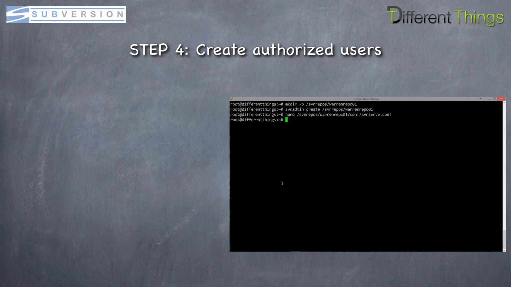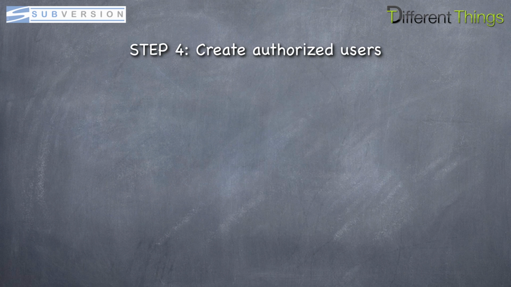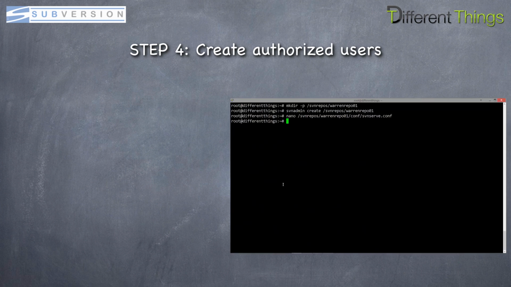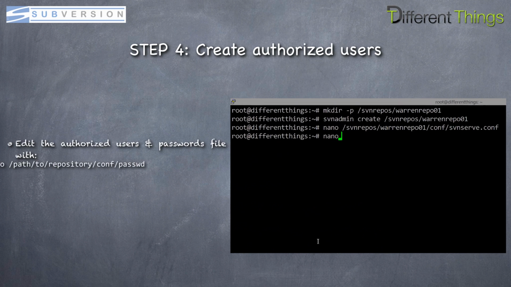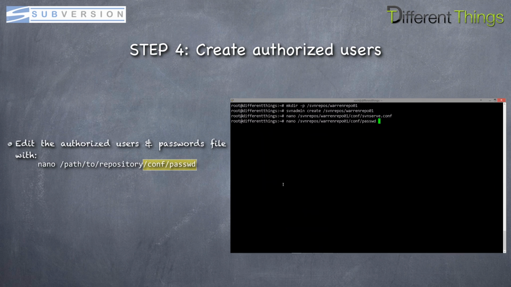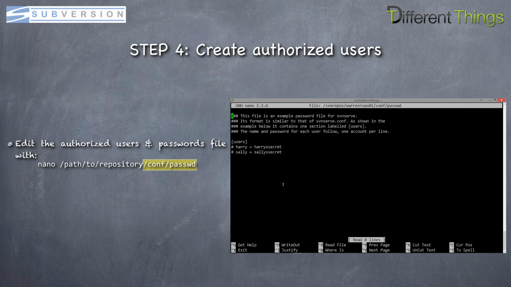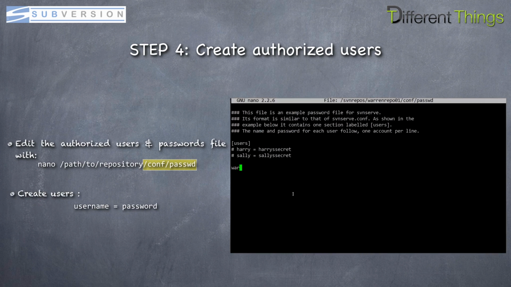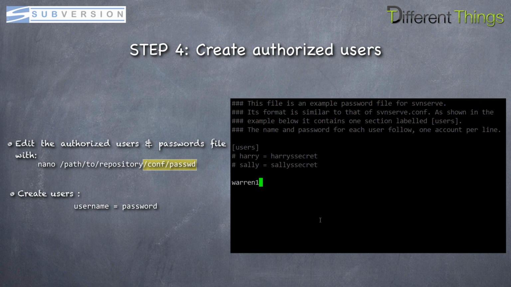Step 4. Create authorized users. Edit the authorized users and passwords file with nano or vi space the path to the repository /conf/passwd. Go to the end of that file and write the username equals the password, and in this case we used warren1 equals a password and warren2 equals another password.